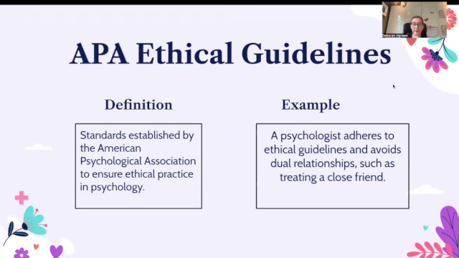APA ethical guidelines. These are standards established by the American Psychological Association to ensure ethical practice in psychology. So, for example, a psychologist adheres to ethical guidelines and avoids dual relationships, such as treating a close friend. I think that was the same example as we had last time.